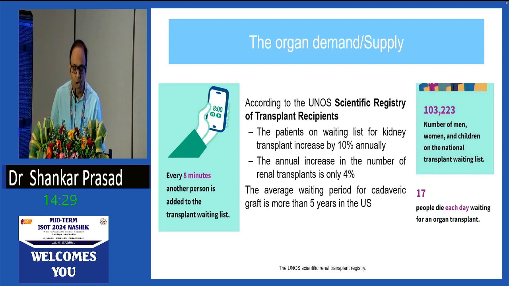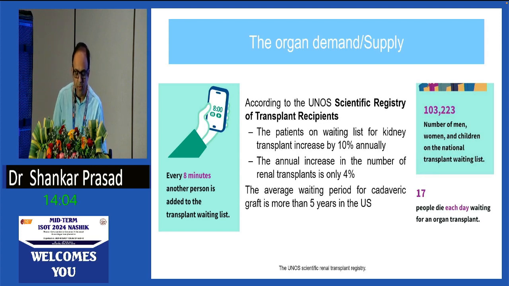So if you look at the organ demand and supply, we all know there is a huge demand and the supply is less. In the UNOS registry, almost 1 lakh patients are on the waiting list, and every 8 minutes another person is added to the waiting list, and about 17 people die each day waiting for an organ transplantation. The number of patients on the waiting list is constantly increasing by about 10% annually.